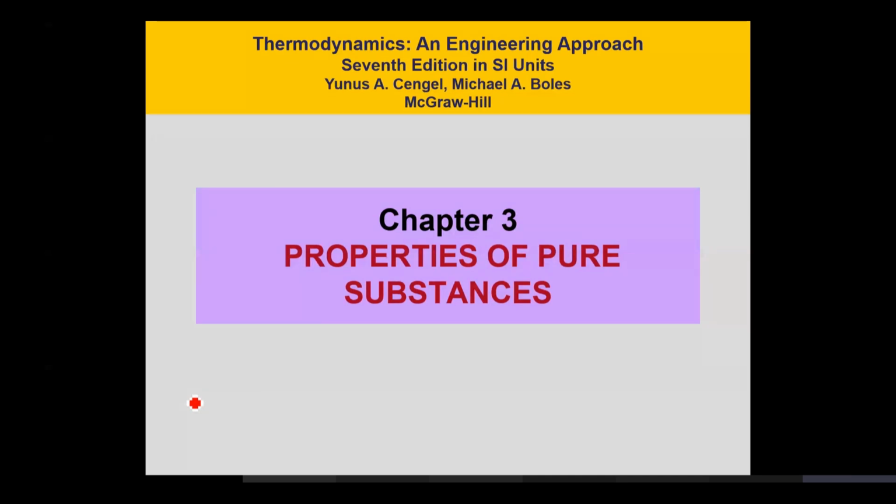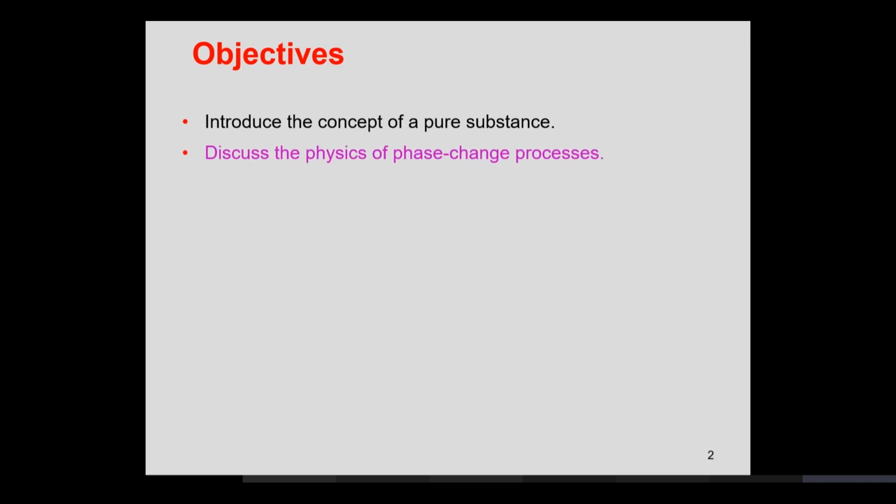Once we move on towards the later half of the chapter, you'll have an understanding of how to read the tables, and it would be convenient for you while we do the examples to extract the data out of the table. So let us begin with the overview of this chapter. We'll start with the concept of pure substance. We'll try to define what a pure substance is, and based on our definition, we'll move on towards the phase change process of a pure substance.